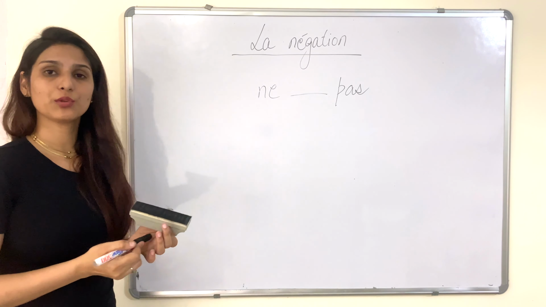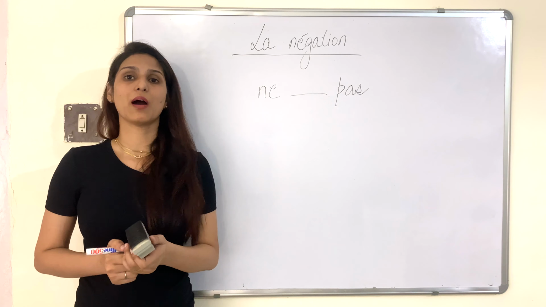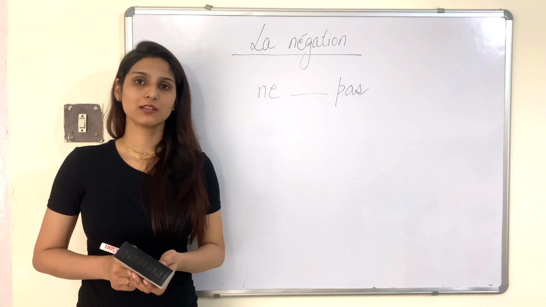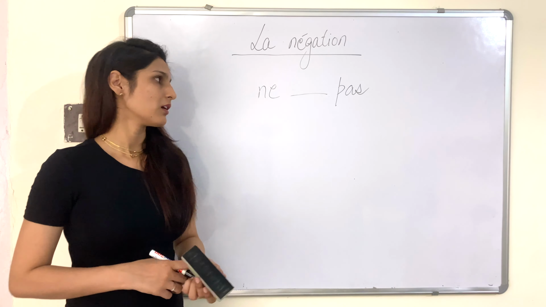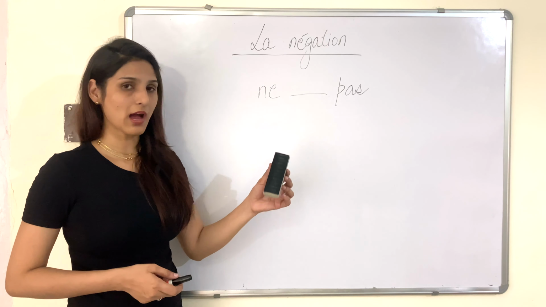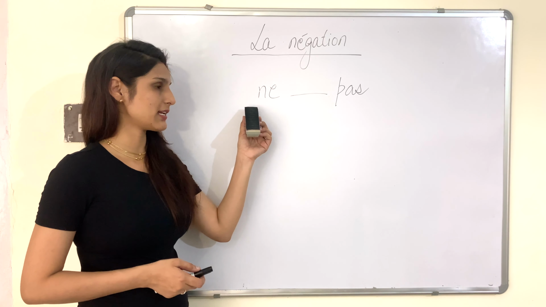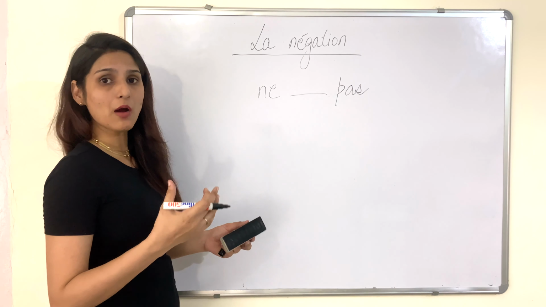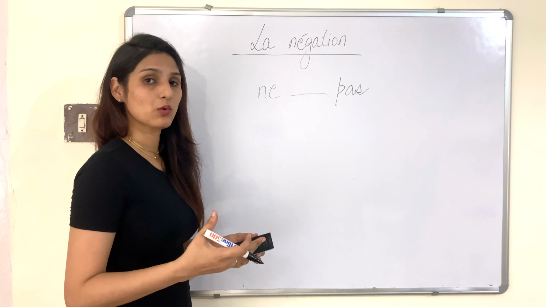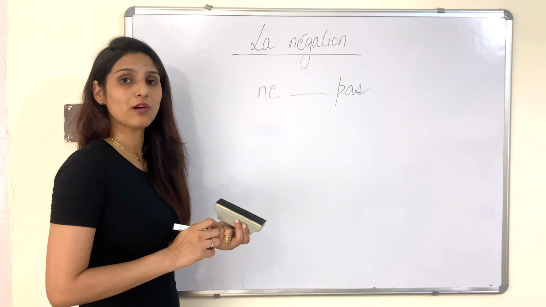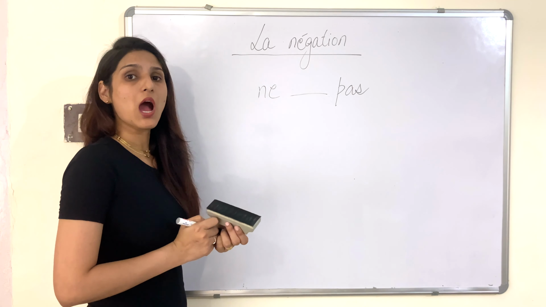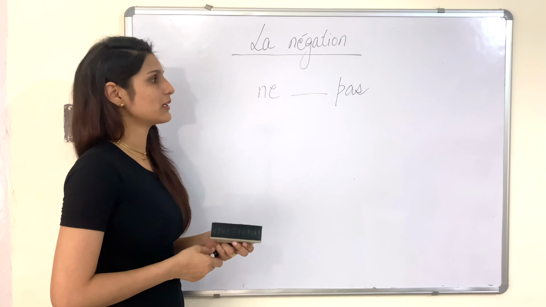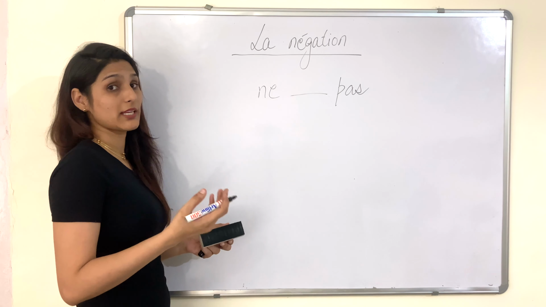If you want to know the meaning of this ne pas, you could say simply do not. That would be better. Or simply not. So not in French is said as ne pas. Okay, now how do we make a sentence go negative in French? First of all, we need to know our rule, how to make the sentence negative.